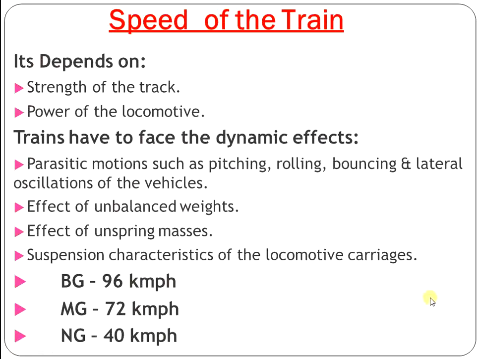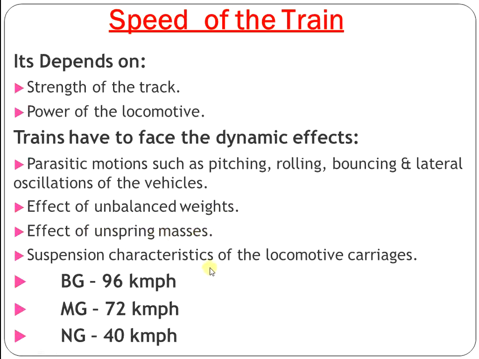Next, speed of the train. It depends on various points. The first point is the strength of the track. Second one, power of the locomotive. Next, trains have to face dynamic effects. The first one is the parasitic motion such as pitching, rolling, bouncing, and lateral oscillations of the vehicles. Second one, effect of unbalanced weight, and third one, effects of unsprung masses.